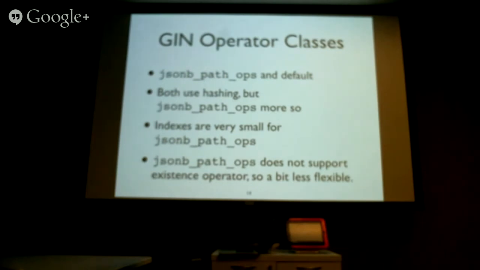Okay, so this is jsonb_path_ops, and the default one. Both use hashing internally, but jsonb_path_ops much more so. The jsonb_path_ops operator class tends to produce indexes that are very small in size. We'll see figures for that soon. However, it doesn't support an existence operator, so it is somewhat less flexible. And we'll look at that in a moment.